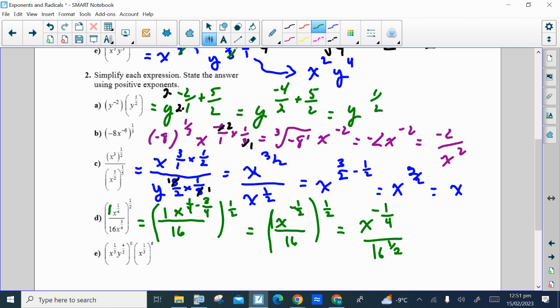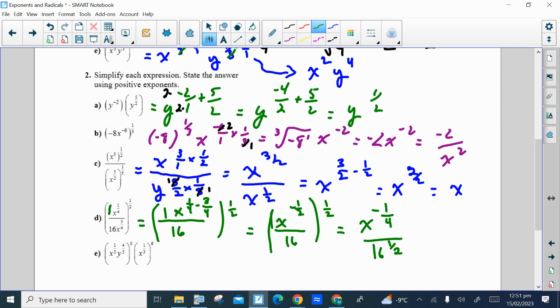And Stanley, what's 16 to the 1/2 equal? Can you help him, Peyton? Just because you don't like him and you're not going to help him?